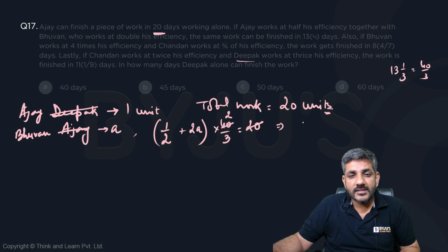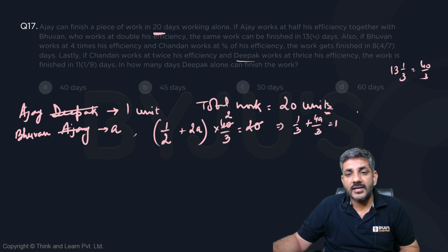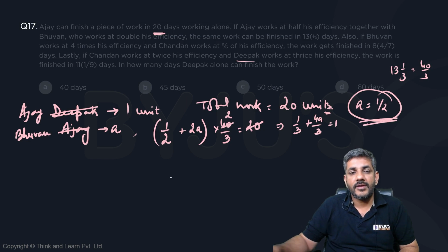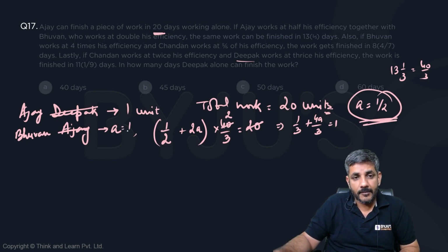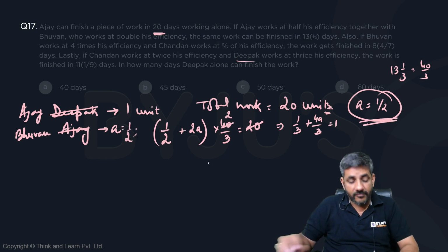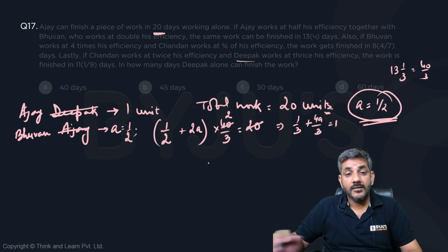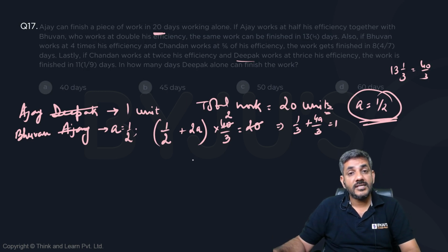I get 2 by 3 into 1 by 2, that is 1 by 3, plus 2a into 2 by 3, that is 4a by 3. It is equal to 1, or 4a by 3 is equal to 1 minus 1 by 3, that is 2 by 3, and a is equal to 1 by 2. I get the value of a as 1 by 2 from here. That means Bhuvan can make 1 by 2 units in a day. Lengthy question. I agree with that.